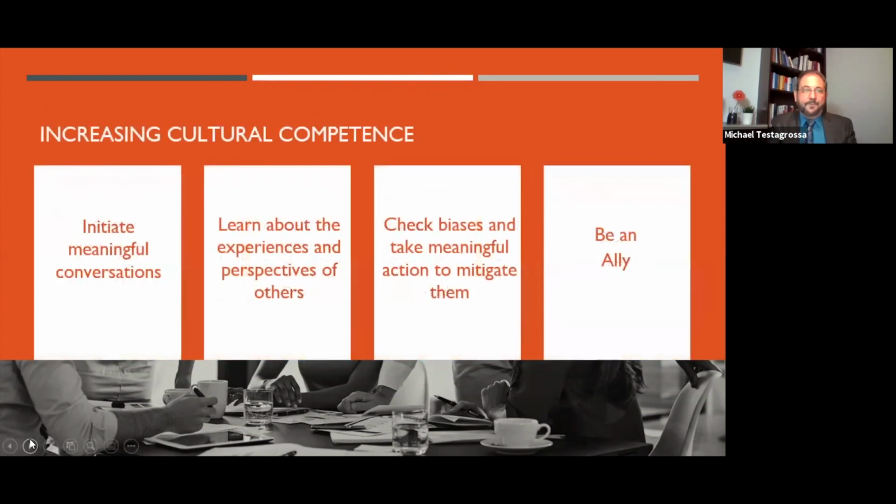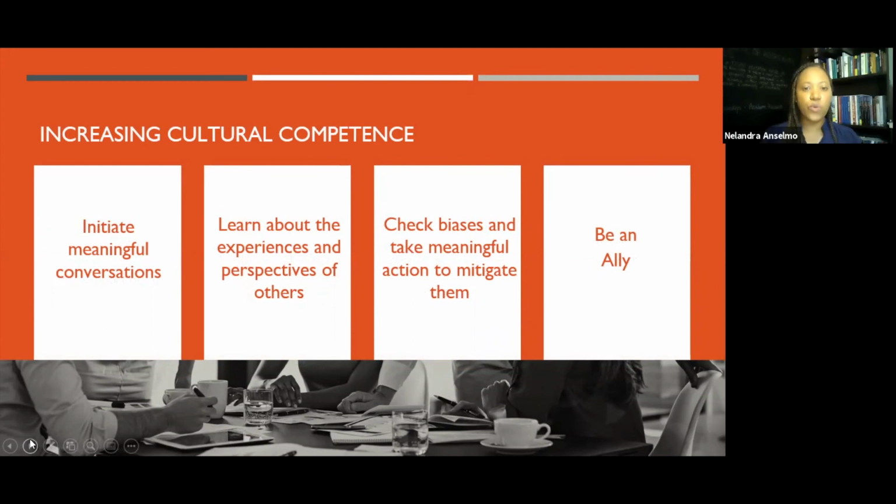In summary, we want to start this from a personal level. What are some things you can do starting today and carry into the rest of your experience within your organization? First, initiate meaningful conversations. That means sometimes difficult conversations, sometimes complex conversations. Have the courage to do that. Learn about the experiences of other people, and again, take that position of curiosity.